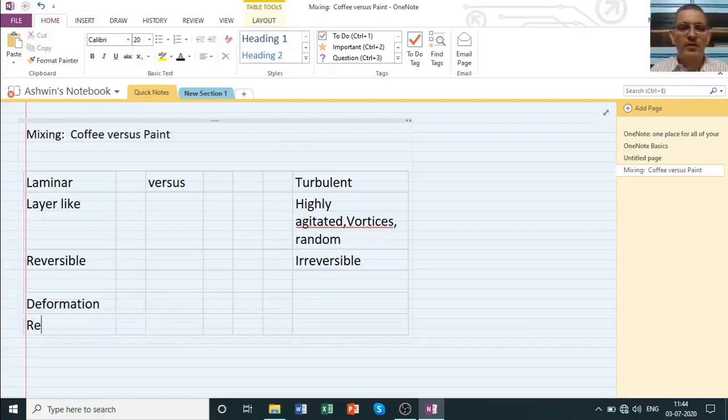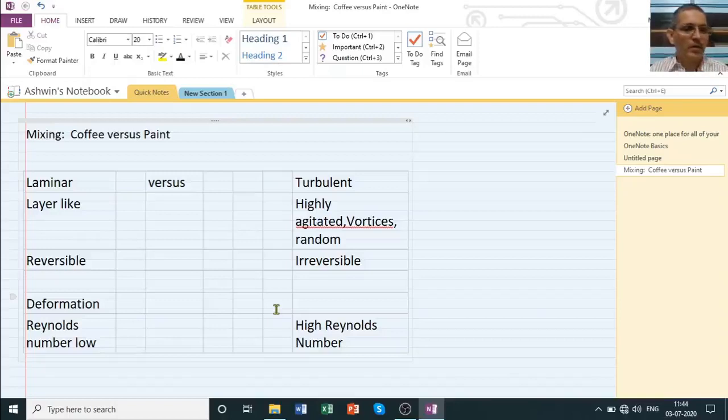And then we said Reynolds number. We yet don't know what is Reynolds number, but we have said that Reynolds number can be used to characterize turbulent flow. So high Reynolds number. Because we saw that Reynolds number allowed us to characterize. We don't know how to calculate that Reynolds number, nor do we know why we calculate Reynolds number. But we will see all these things as we go along.